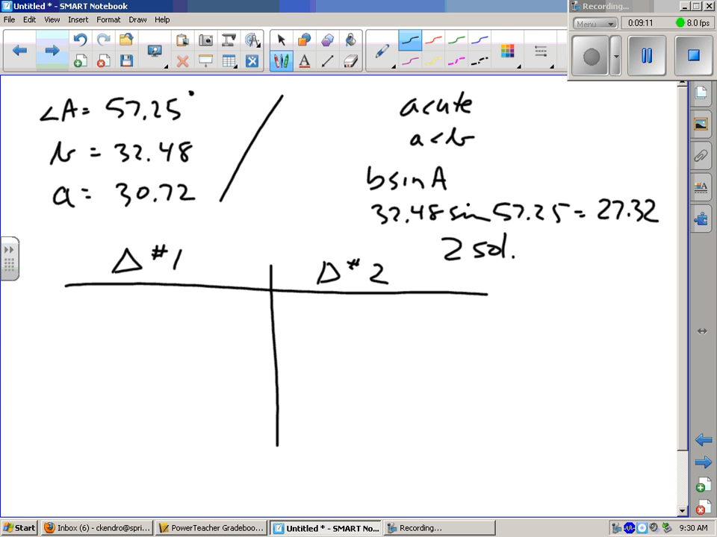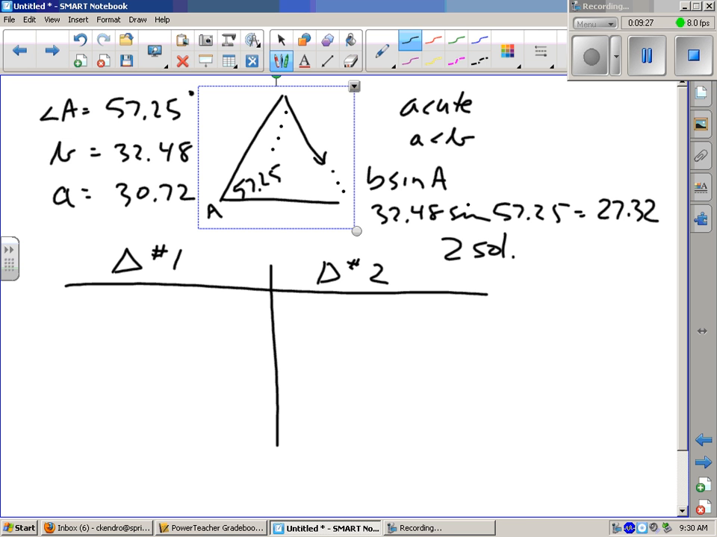Drawing this, here's angle A, so 57.25. Side A is over here. Now I'm going to put an arrow on it because I don't know if it's going to hit here or if it's actually coming down this way to hit here. So side A is 30.72. And then side B is here, 32.48. And this would be angle B. So angle B is the ambiguous one. We don't know if angle B is this angle or this big angle over here, because we have two possible triangles.